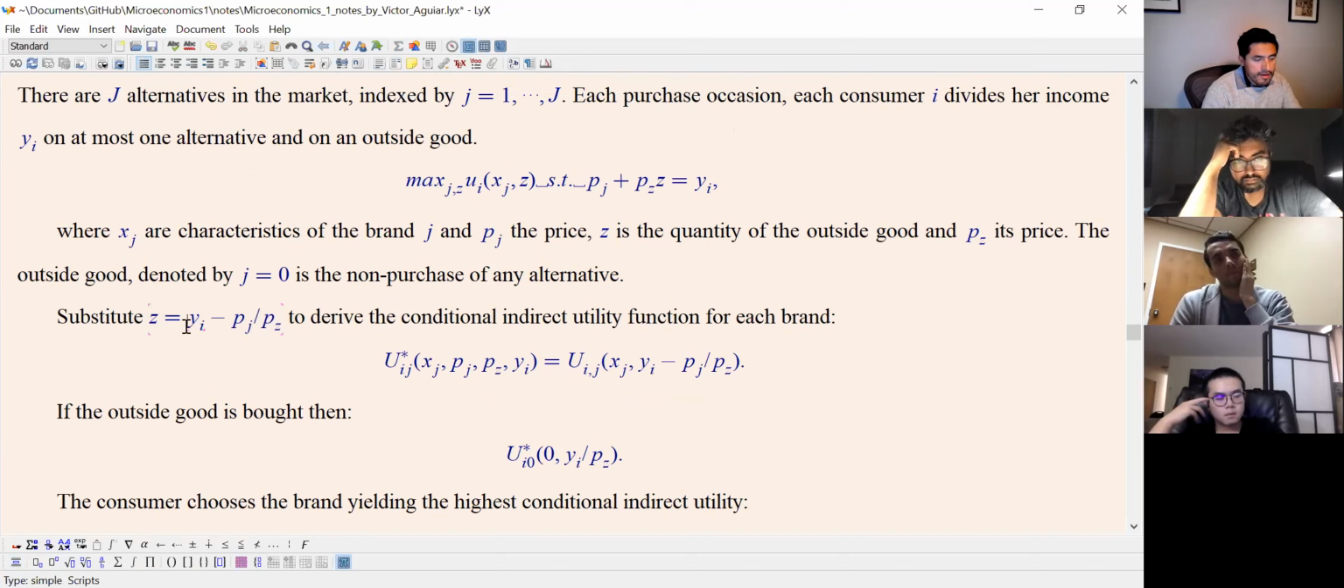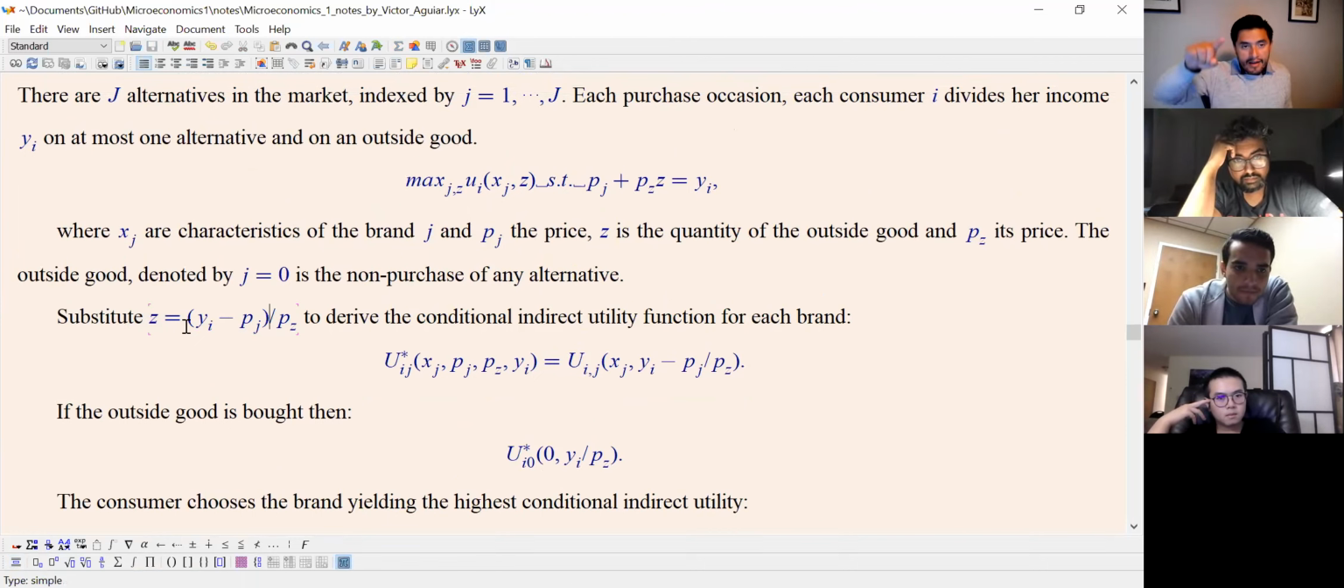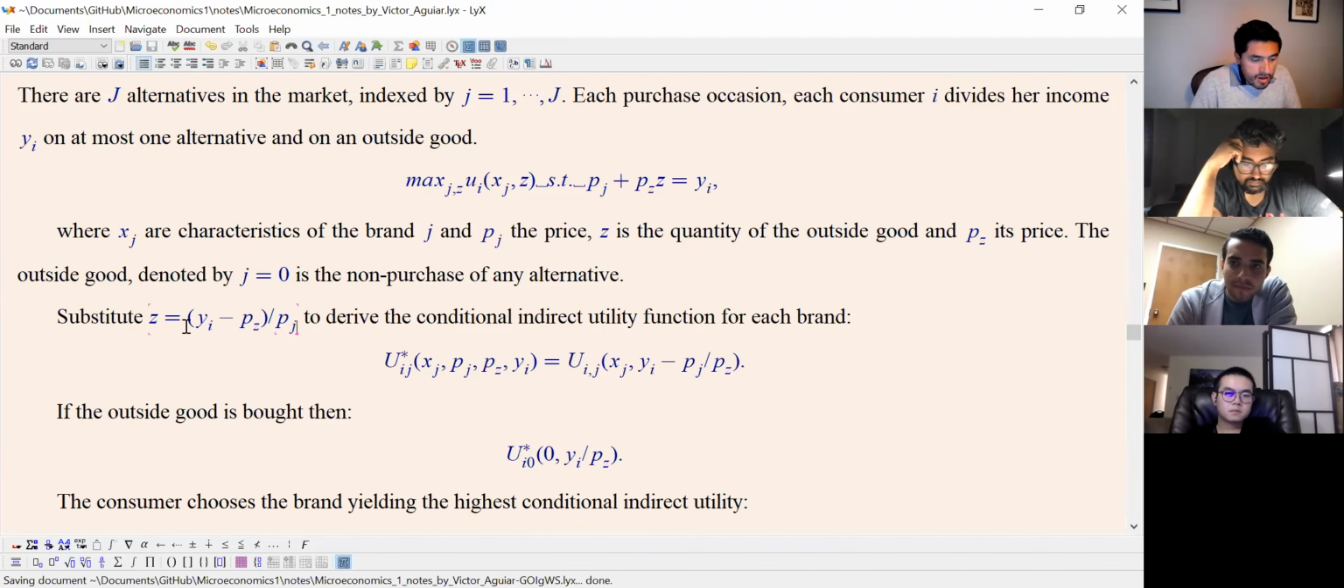Sorry, so usually I use this bad notation from old times, right? Because I'm older than you. That is this inline division, which is supposed to say everything before that is divided by that. So you have y minus pz divided by pj, right? Okay, so that's simple, of course.